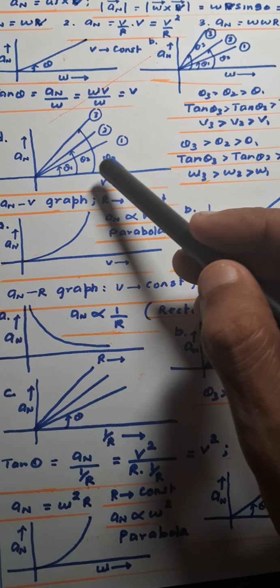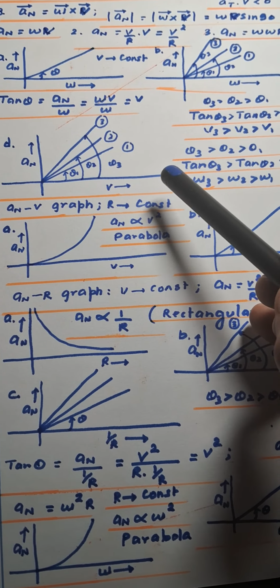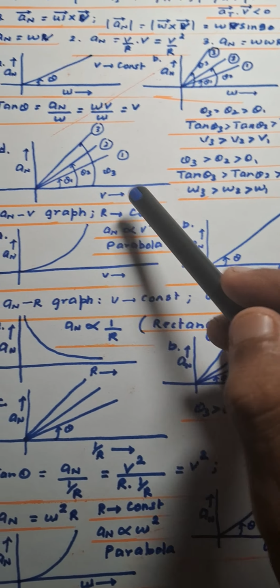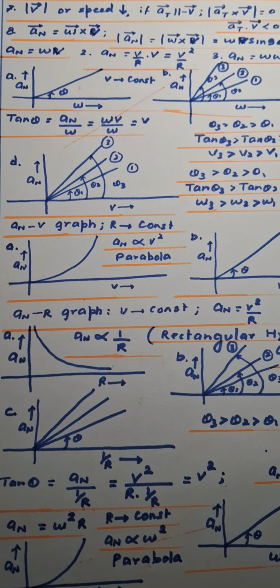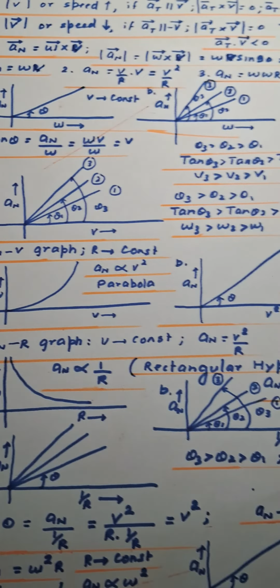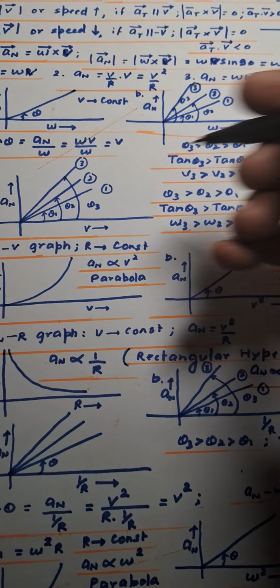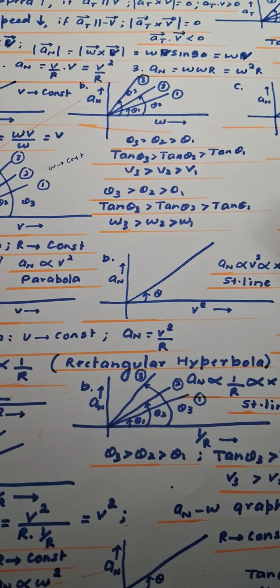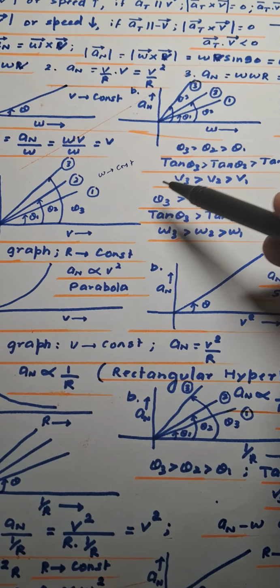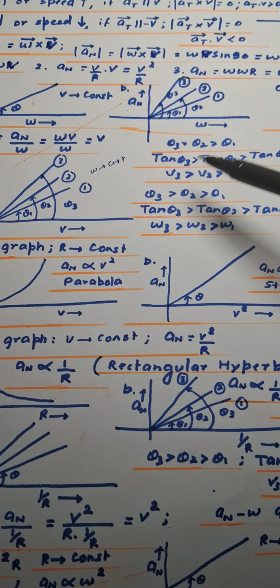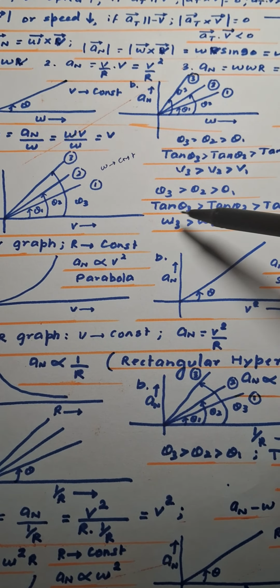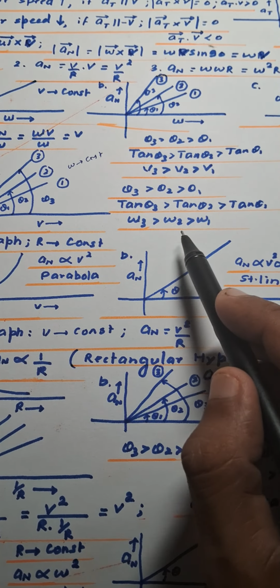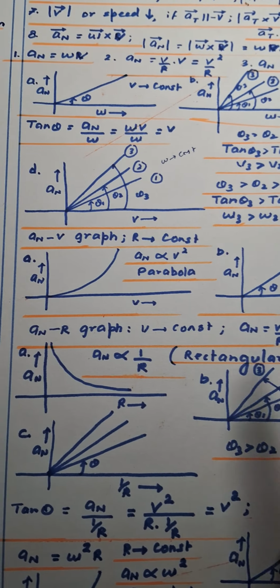Now let's analyze one more perspective, which is the a_n versus v graph. Omega is constant over here. This is the assumption. So if omega is constant, then we can see that theta 3 is greater than theta 2 is greater than theta 1. So tan theta 3 will be greater than tan theta 2 will be greater than tan theta 1. So omega 3 will be greater than omega 2 will be greater than omega 1.